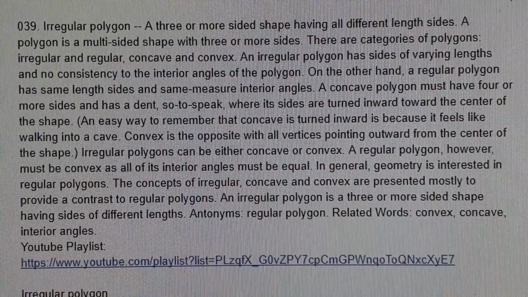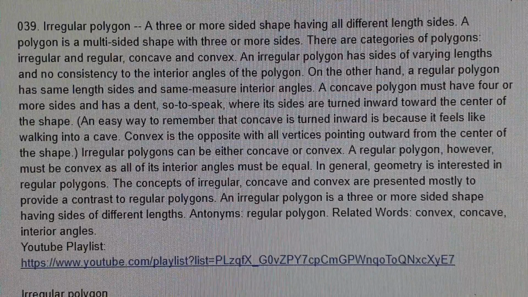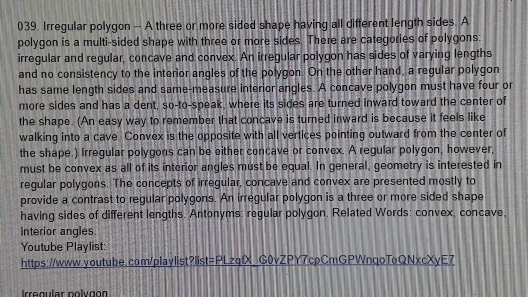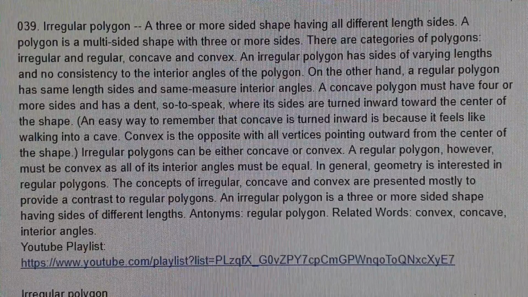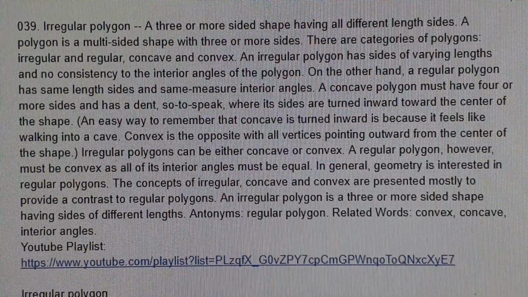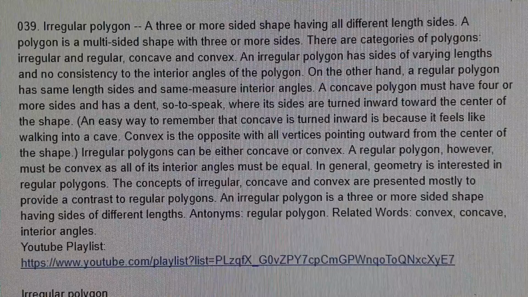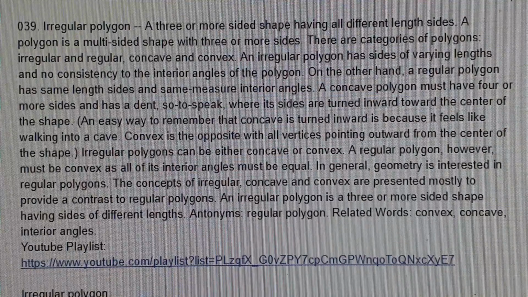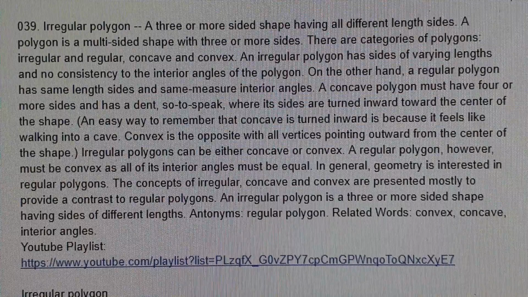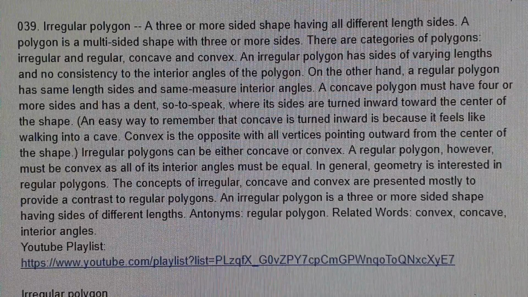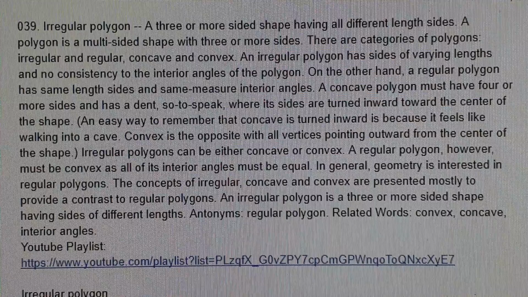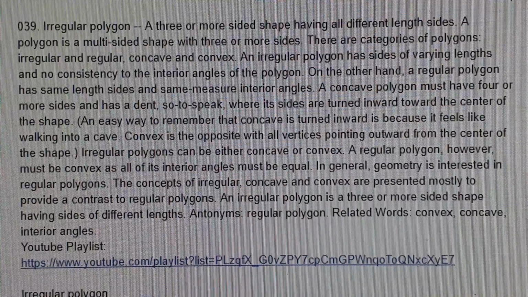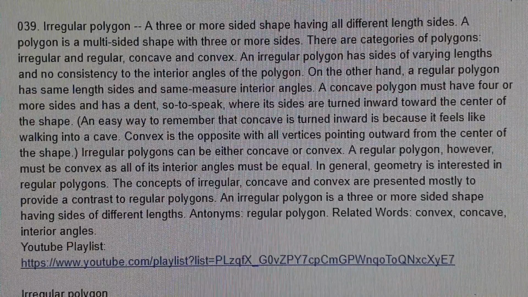A concave polygon must have four or more sides and has a dent, so to speak, where its sides are turned inward toward the center of the shape. (An easy way to remember that concave is turned inward is because it feels like walking into a cave. Convex is the opposite, with all vertices pointing outward from the center of the shape.)